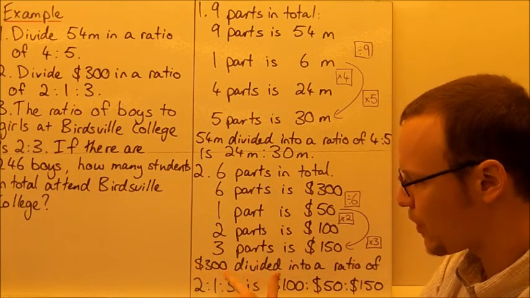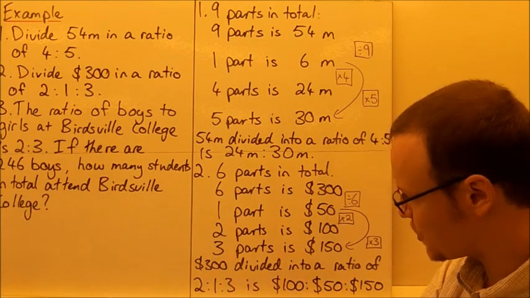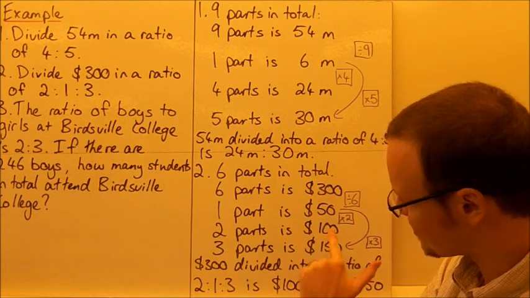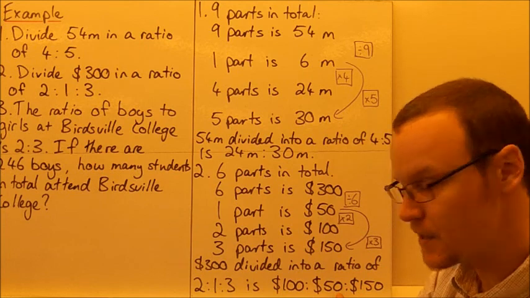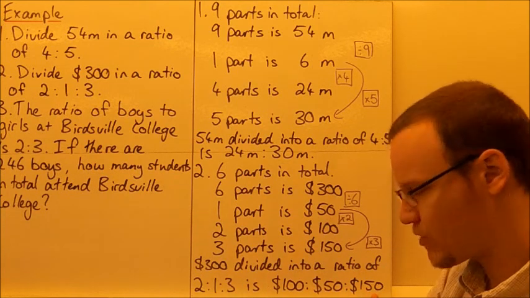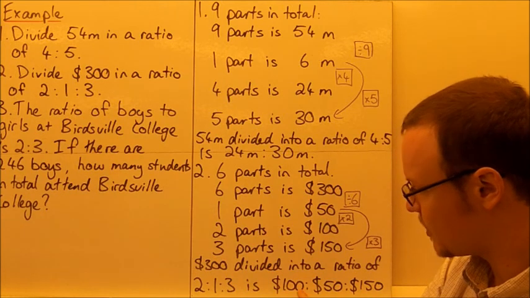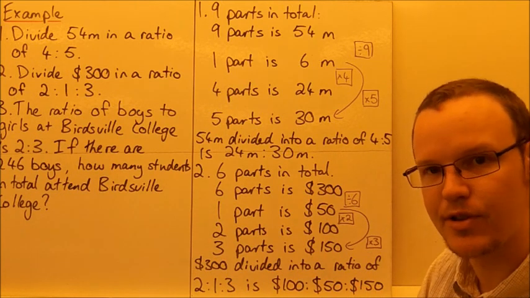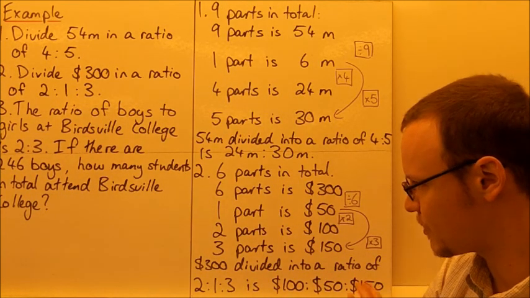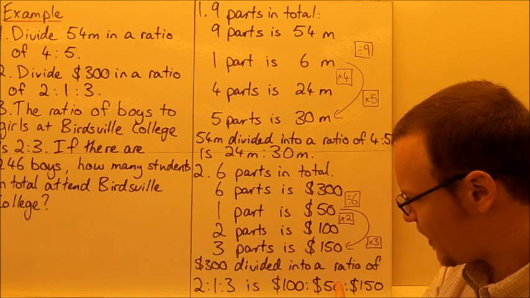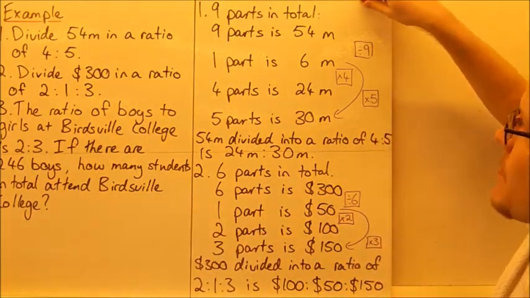So that means that $300 divided into the ratio of 2 is to 1 is to 3 is going to be, well, our 2 parts is $100, 1 part is $50, and 3 parts is $150. So we've got $100 is to $50 is to $150. That's $300 divided in that ratio. If we add the amounts up, 100 plus 50 plus $150 is $300, the amount that we started with. So we know that we must have done it right.